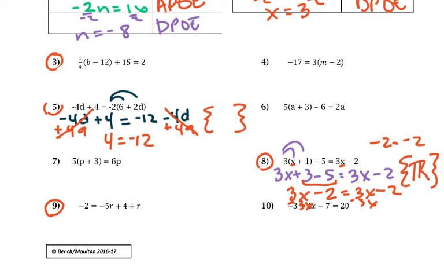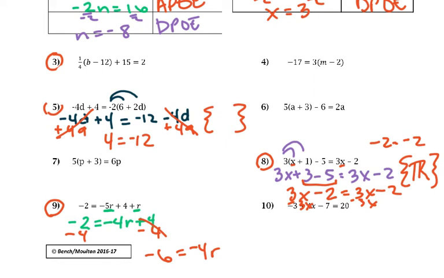Number 9. On the right-hand side, I've just got some combining like terms to do. So I'm going to write -5r plus r is -4r plus 4. And then I need to get the r by itself, so I'm going to subtract 4 right there. So I have -6 equals -4r.